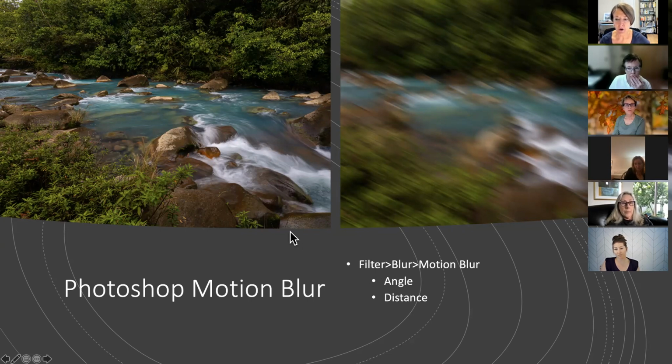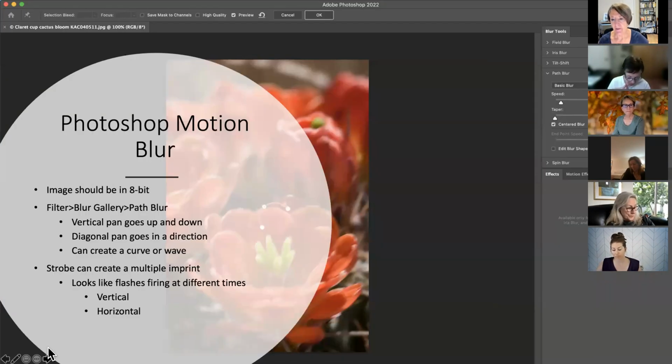And all you do is open your picture in Photoshop, go to filter, blur, motion blur, and now you can play with your angle. Since the river was flowing, I did a diagonal angle, and you can play with how far your angle is. So you can do a distance as well as a directional angle. Simple, real easy, no layers involved. So simple and easy, try that one. And then this is a Photoshop motion blur.